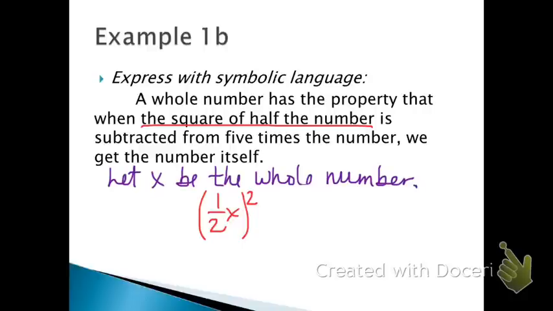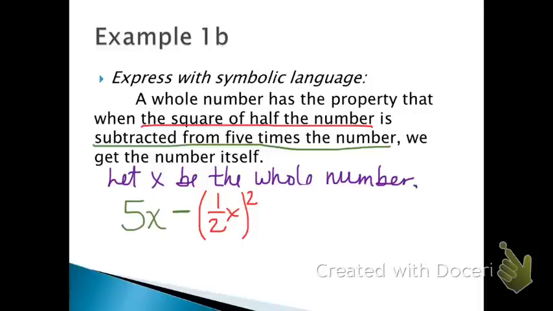All right, so that is going to be subtracted from 5 times the number. So when the square of half the number is subtracted from 5 times the number, this expression that we have right here, this thing we wrote, is going to be subtracted from something. So let's go ahead and represent that. It's going to be subtracted from something, and what it's subtracted from is 5 times the number.